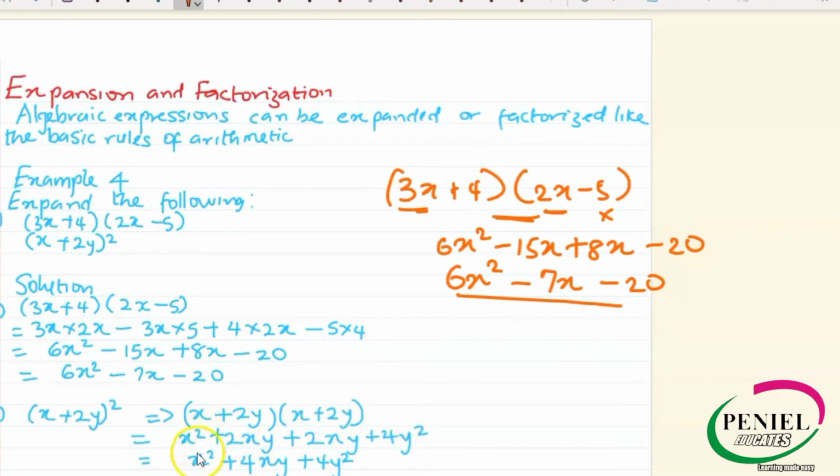So if I put everything together, this is going to give me x squared. 2xy plus 2xy is going to give me 4xy, right? So then plus 4y squared. That is what that one is going to give me.